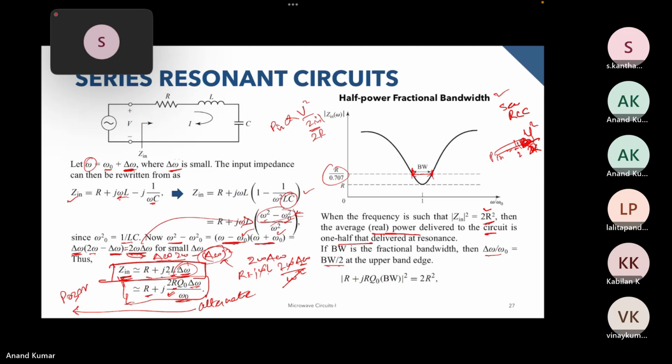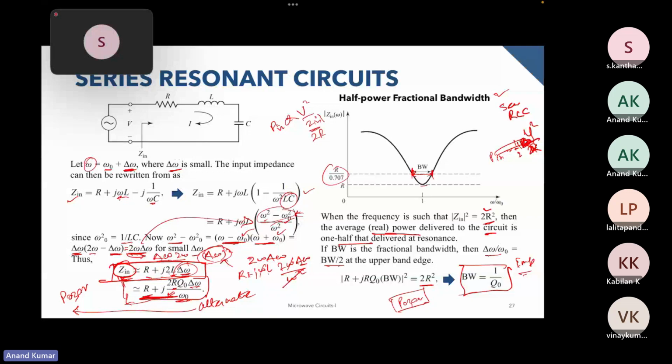So if you just take a look at this expression over here, we are equating Zin square equal to 2R square, and if you solve this, you will end up with bandwidth equal to 1 by quality factor. So this is important. You can take a look at the derivation over here in Pozar. I've skipped a few steps. If you face any difficulties, you can let me know. So this is very straightforward.